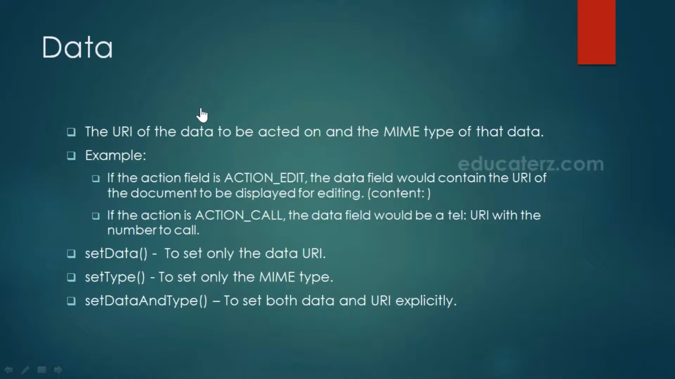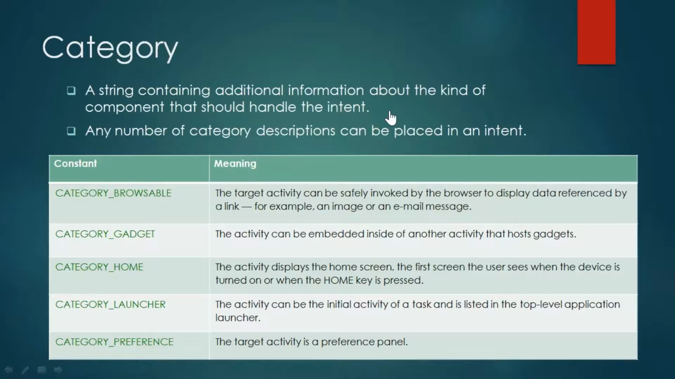So the next intent object is category. We already know, in our regular life, let us say what are the different categories you worked on, or the common questions like which category you belong to. Something like when you're doing your intermediate, they'll ask you which branch or what your specialization is. The same way here, the category is a string containing additional information about the kind of component that should handle the intent. If you say I'm studying engineering, then obviously everyone will ask which branch, like civil, CSE, IT, mech, electrical, electronics, something like that.